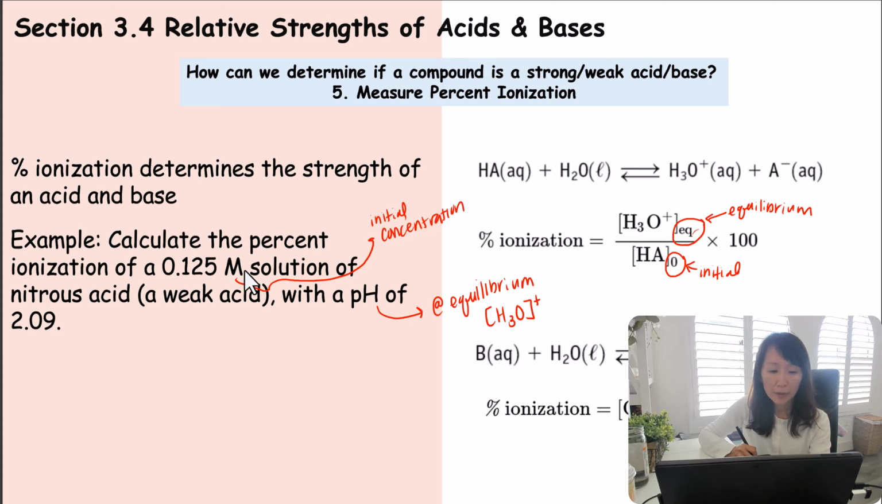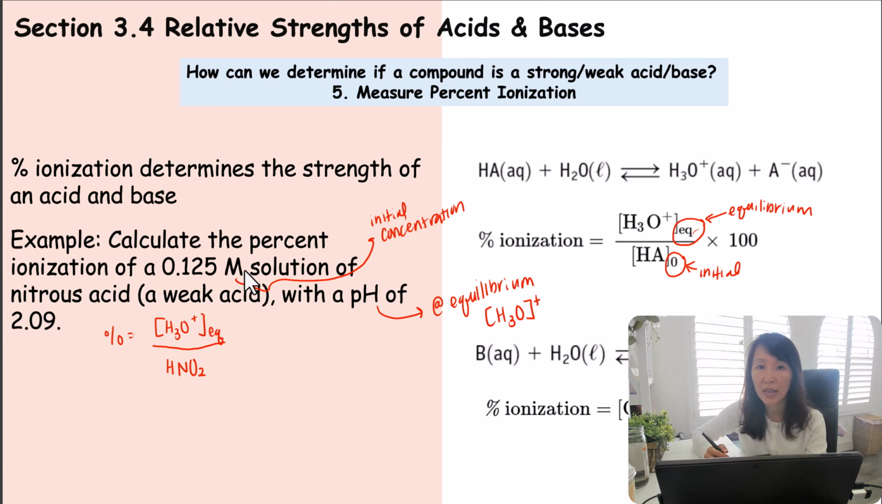So we know that percent ionization is equal to, since we're talking about the acid, the concentration of hydronium ion at equilibrium all over the acid, and this particular acid is nitrous acid, so that would be HNO2. If you don't know what nitrous acid is, look in that chart with all the Ka values, and you'll see nitrous acid there. Concentration initially, and then multiply that by 100.